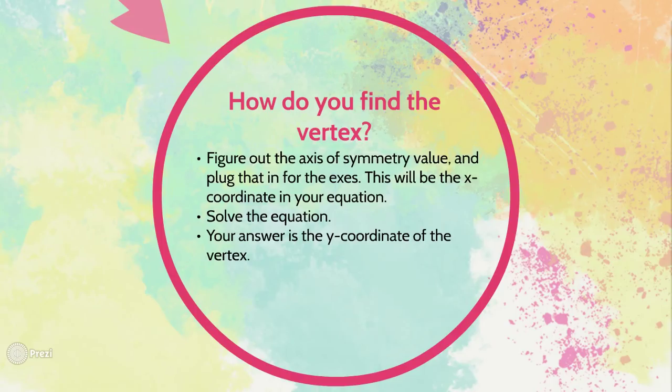And to find the vertex, you take the value of the axis of symmetry, and you plug that in for the x's in the equation. And you solve the whole equation, and whatever you get as your answer is the y-coordinate of the vertex. So your vertex is made up of the axis of symmetry as your x-coordinate, and the value we just found as your y-coordinate.